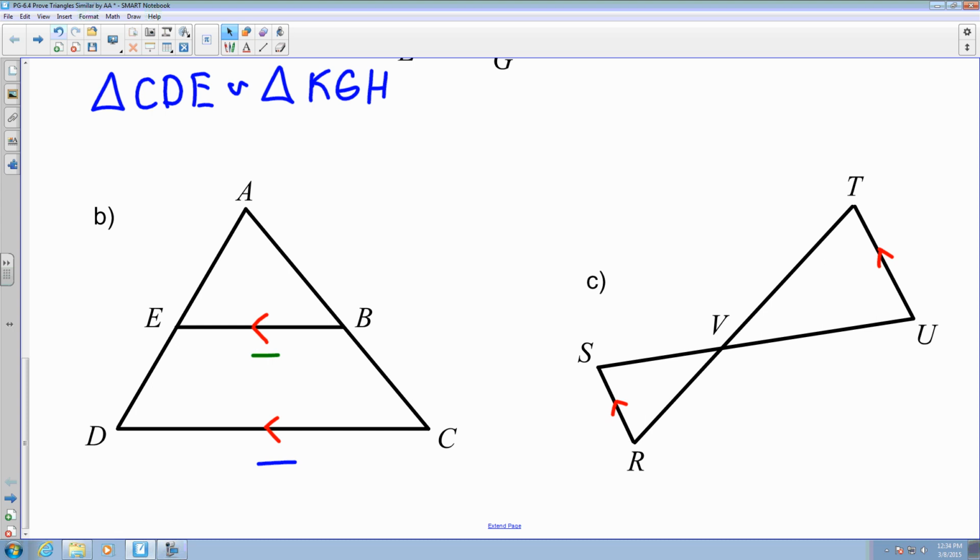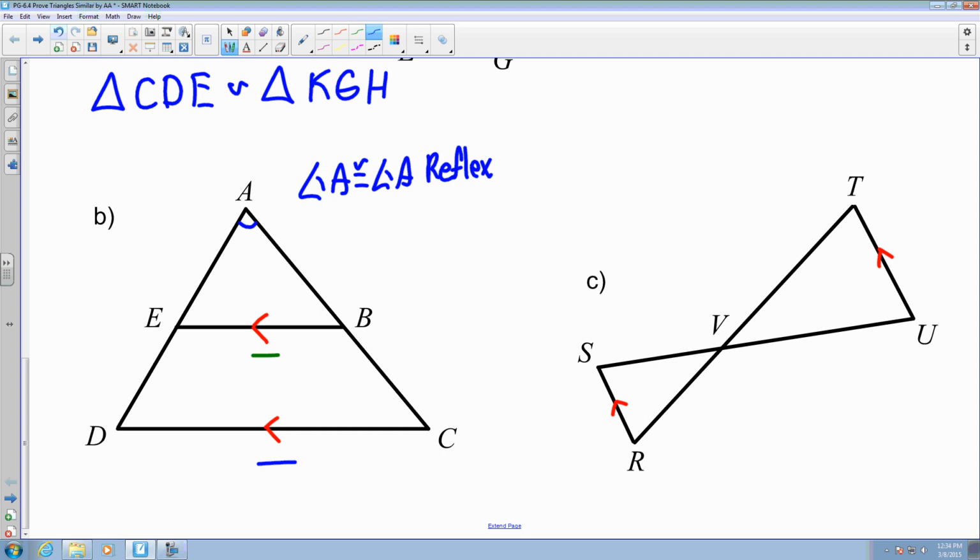For one, we can look at this angle here is congruent. So angle A is going to be in both triangles, ADC and triangle AEB, all right? So angle A is going to be congruent to angle A by the reflexive property, okay? Kind of similar to when we talked about sides being congruent when they're contained in the same side.